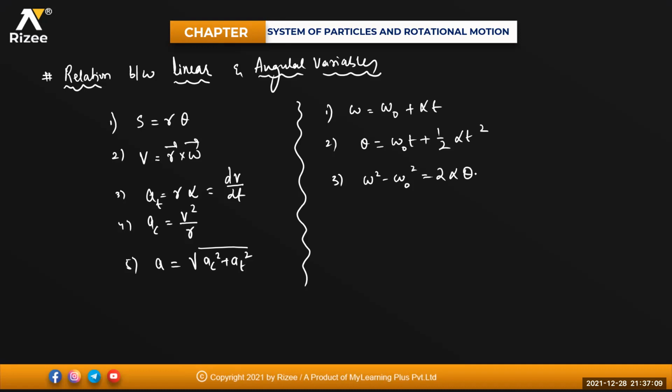V is equal to R omega. Tangential acceleration is dv by dt or r alpha. Centripetal acceleration is v square by r. When a particle is moving in a circular path, centripetal acceleration acts towards the center and tangential acceleration acts along the tangent. That is the reason we get the resultant acceleration A, which is equal to the square root of AC square plus AT square, making angle theta with the vertical.